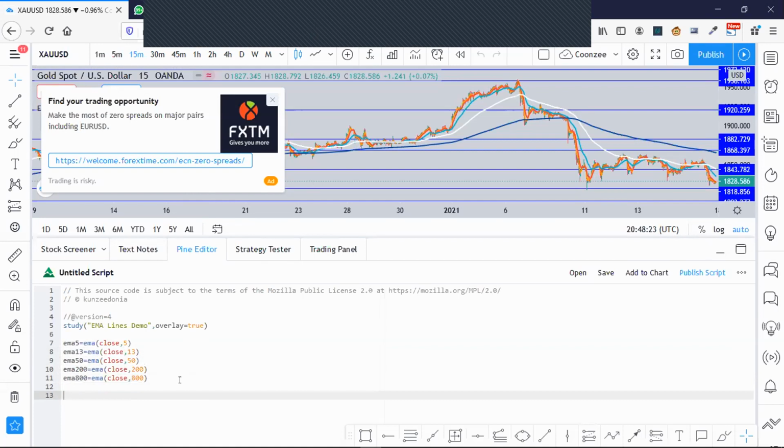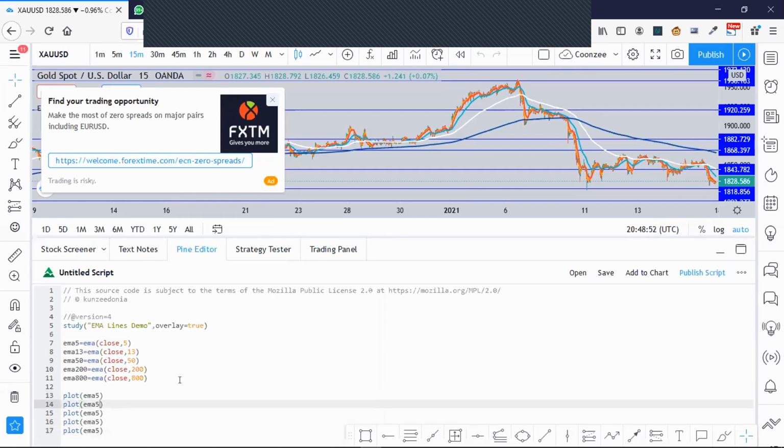Then I'm going to put another new code, that is plot EMA 5. This is the last code I'm going to be putting, so it's not really that difficult. I'll copy it, then duplicate it 5 times. And I change this to 13, just like I have it up there. The one I typed before, this one, 200, 800.